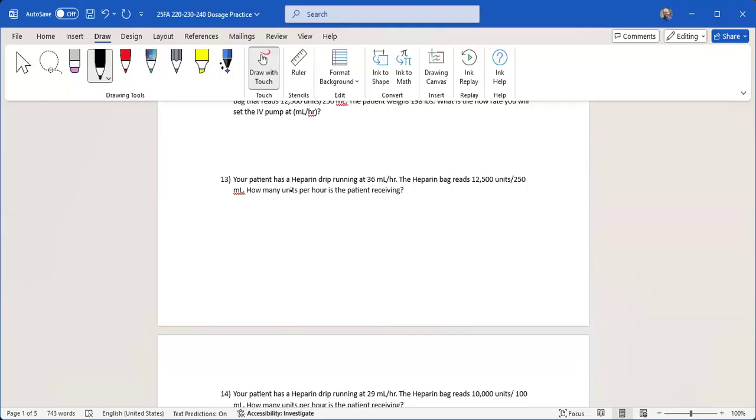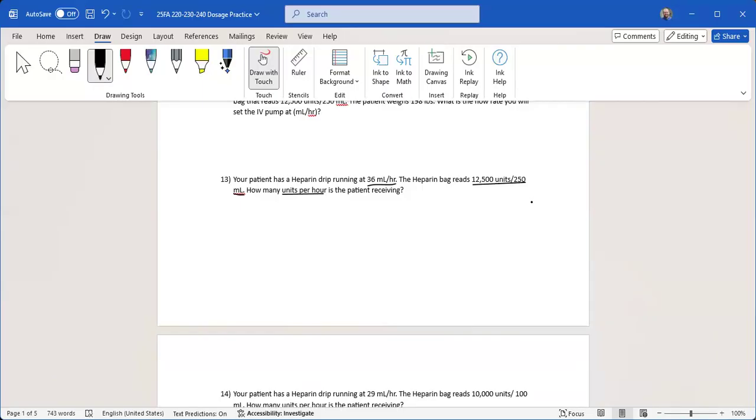So the question is asking, we want to get to units per hour. We have 36 milliliters per hour. We have 12,500 units over 250 ml. And we want to rearrange that to get to units per hour.